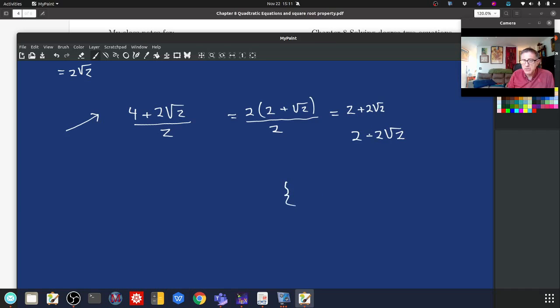So all you have to do, once you got it into simplified form, then you just notice that whatever the radical is, it's going to be plus or minus that radical. That gives me the plus, and this gives me the minus.